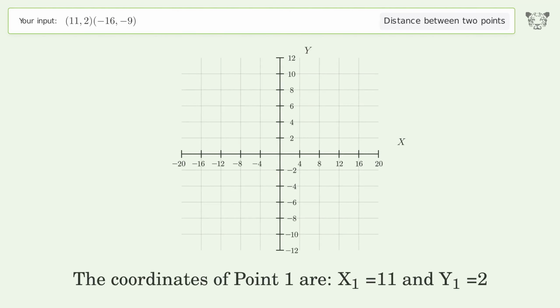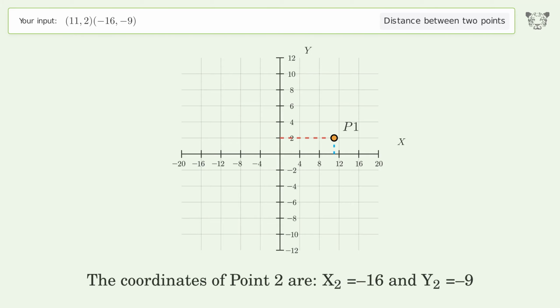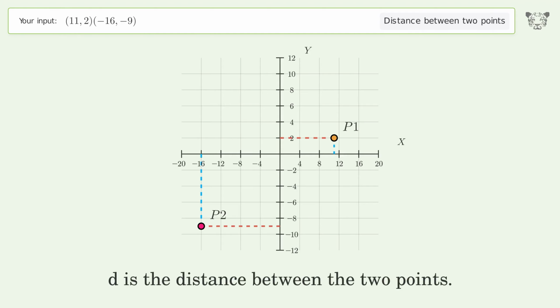The coordinates of point 1 are x1 equals 11 and y1 equals 2. The coordinates of point 2 are x2 equals negative 16 and y2 equals negative 9. D is the distance between the 2 points.